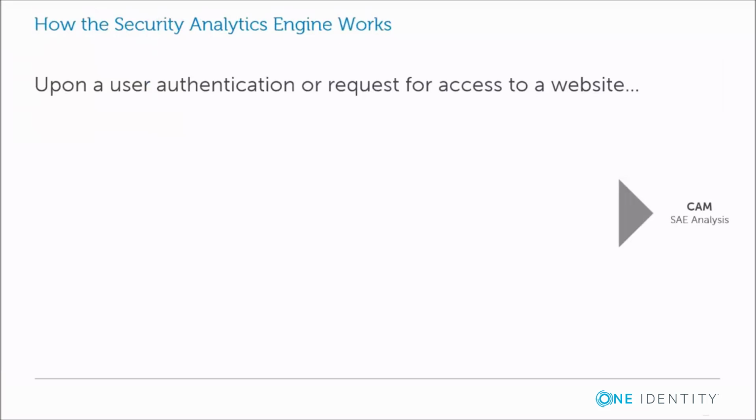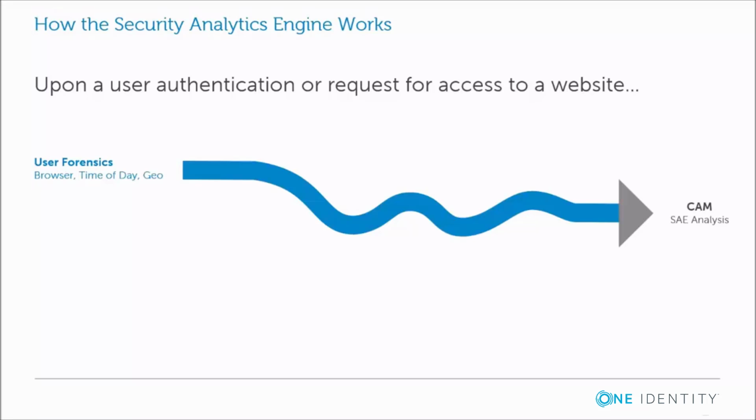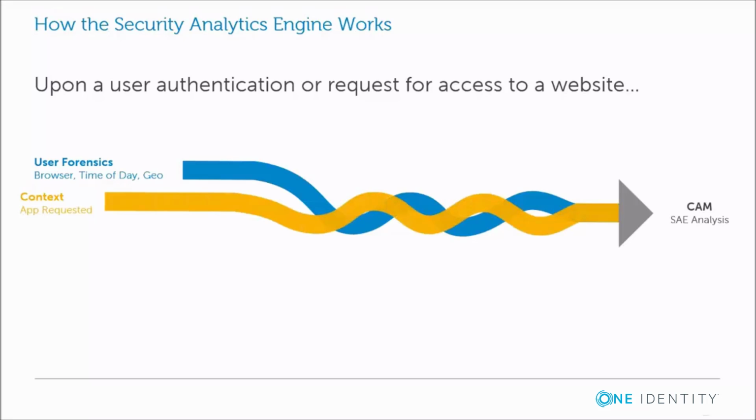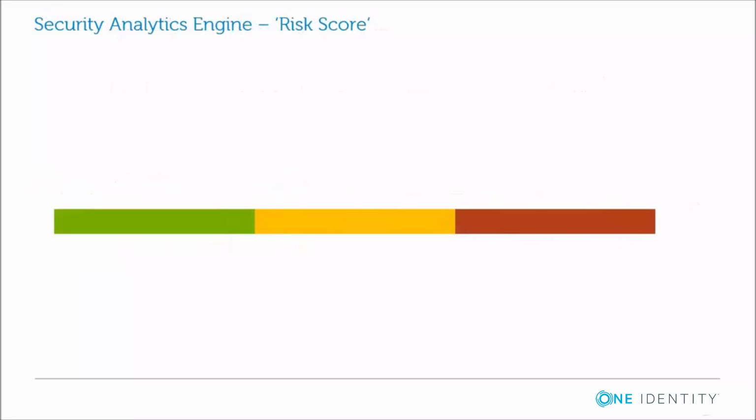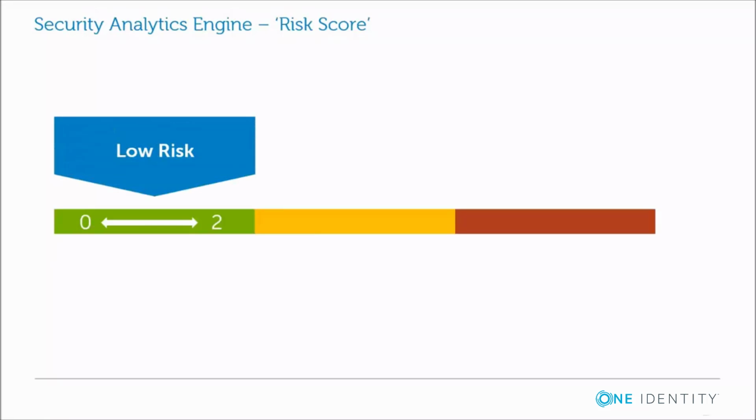So how does the risk engine work? Well, you know already that the plugins are capturing things like user forensics, time of day, geolocation, browser technology, etc. It's bringing in context, what application is being asked for, and of course it's bringing in network data, the IP address, SonicWall information, etc. All this information is fed into the security analytics engine where it's analyzed, and we output a risk score.